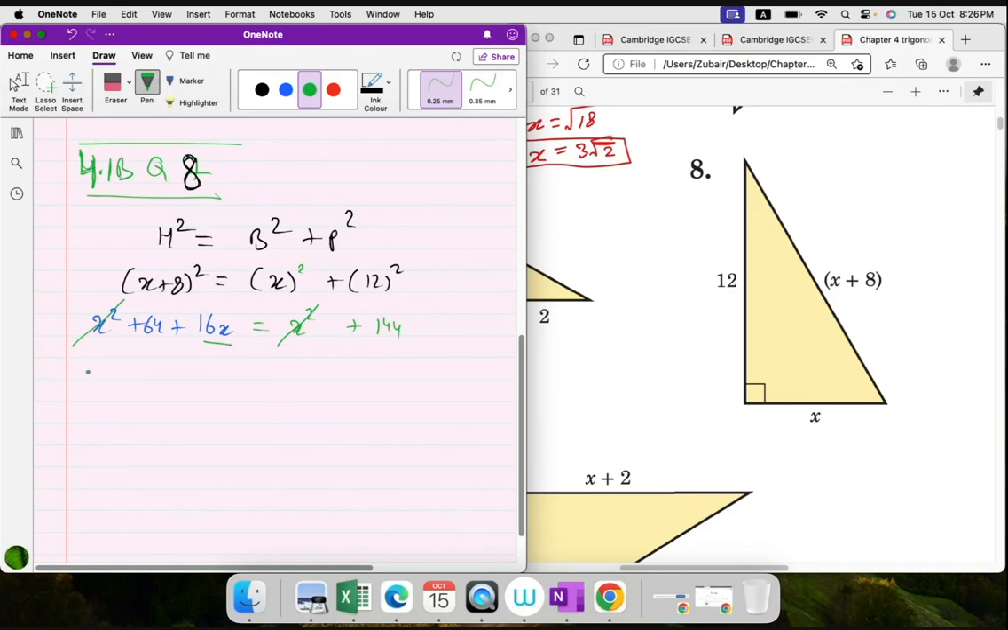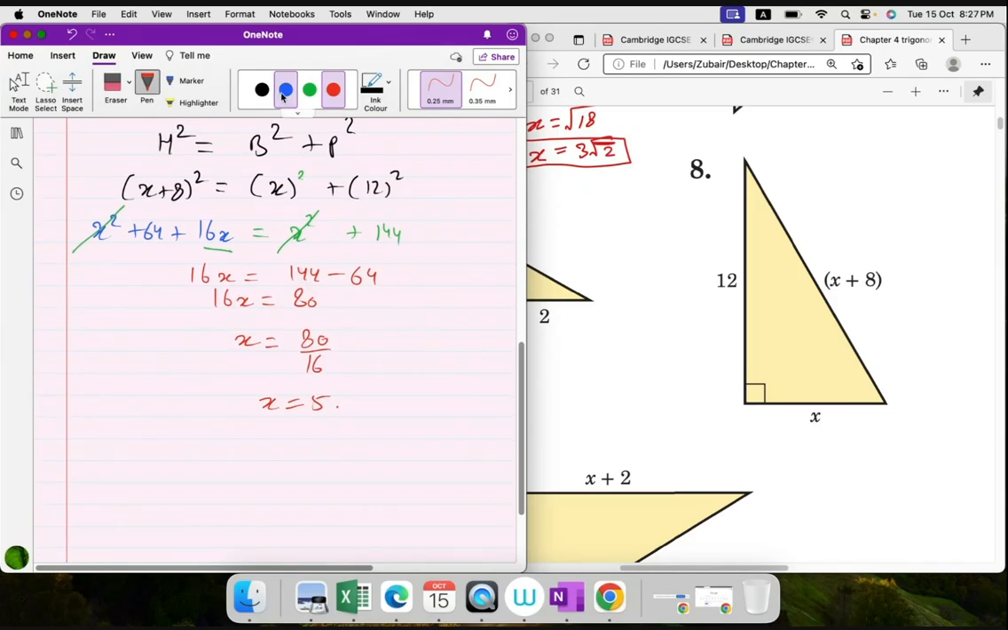X square cancels out with x square. So collecting like terms on one side. So this is 16x is equals to 144 minus 64. 16x is equals to 144 minus 64 is 80. X is equals to 80 by 16. So I'm getting 5. X is equals to 5. Question is done. I'm just rechecking if that is correct.